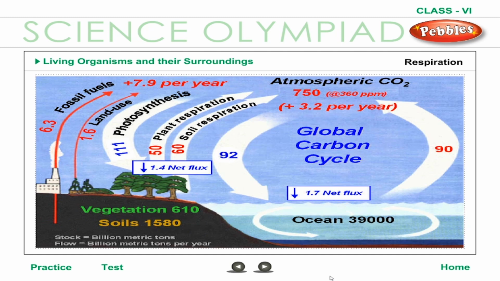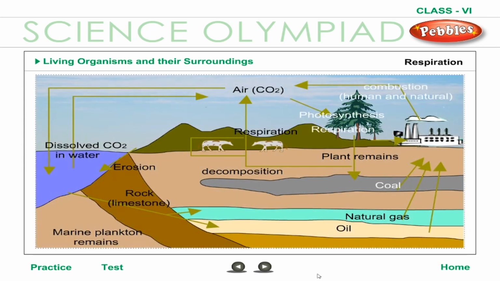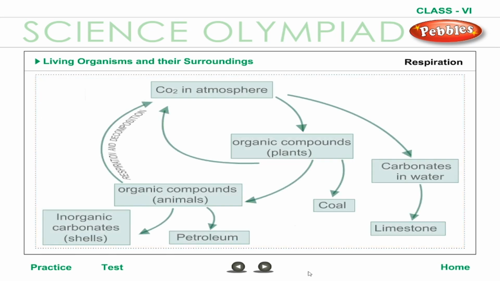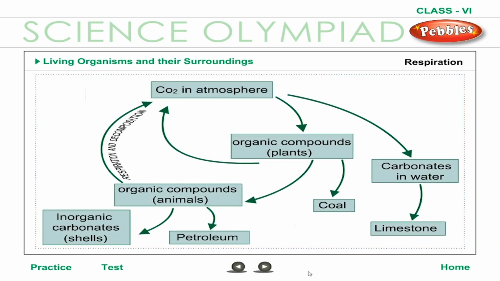Respiration. All living things respire. In other words, they take in or breathe in oxygen from the air and give out carbon dioxide. The oxygen is used to produce energy from the food consumed by the organisms. The energy thus produced is utilized to perform various activities by the living beings.